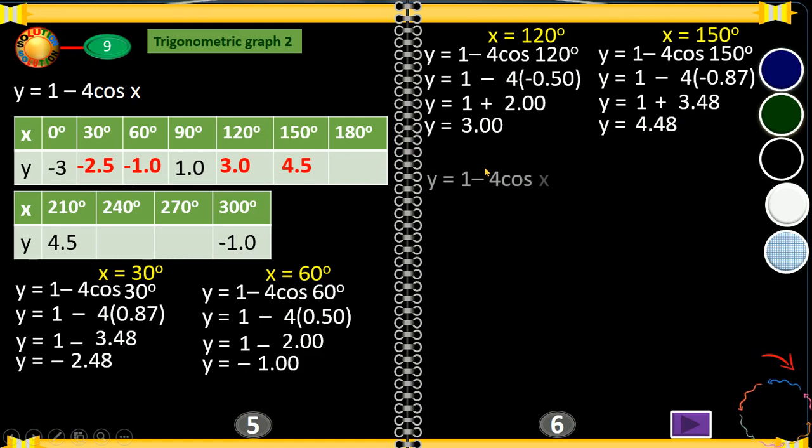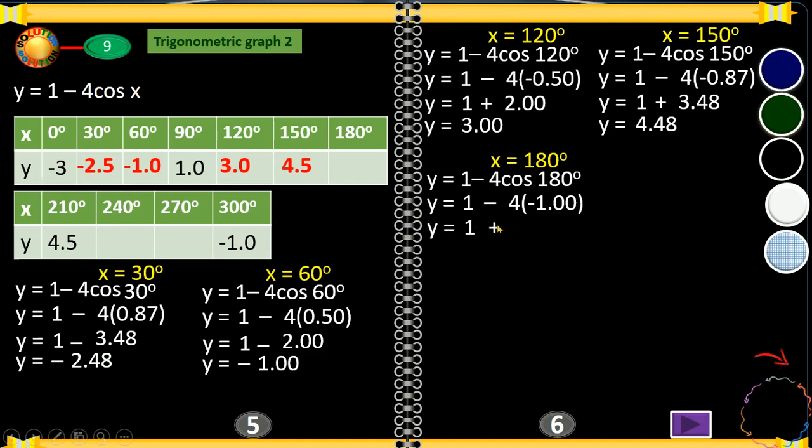We are going to find the value of y when x is equal to 180 degrees. So that will give us 1 minus, because cos 180 is minus 1. Minus 1 times minus 4 will give us a plus 4. That's 1 plus 4. So y finally will give us 5.